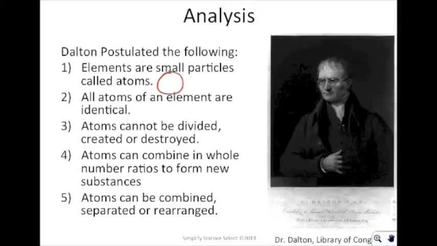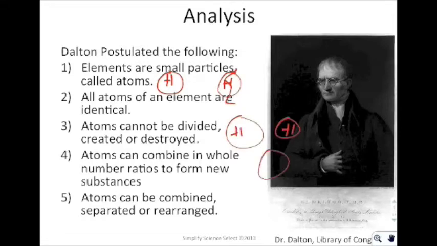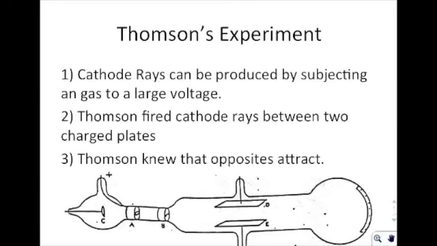All atoms of an element are identical. So there is no difference between this hydrogen atom and this hydrogen atom. You can't create, divide, or destroy atoms. You can't take an atom and break it in half, and you can't take something from nothing and create an atom. And atoms can combine in whole number ratios to form new substances, which is what we saw with hydrogen and oxygen becoming H2O. Atoms can be combined, separated, or rearranged. So this was Dalton's theory, and it was good for a long while.